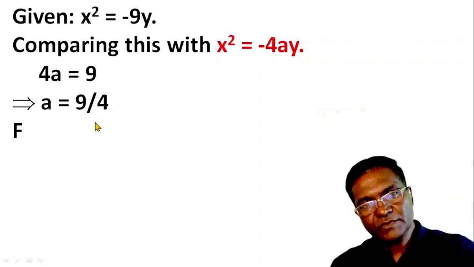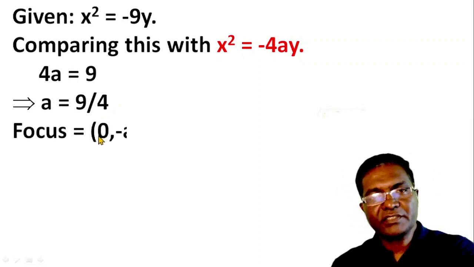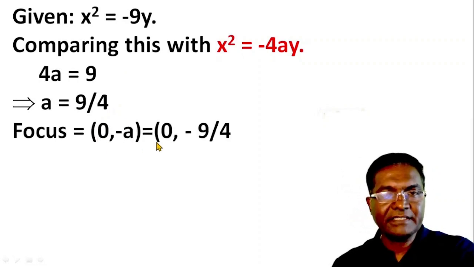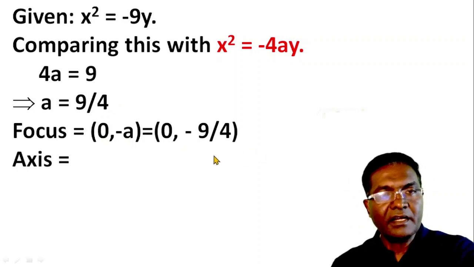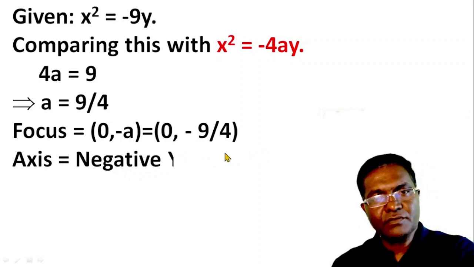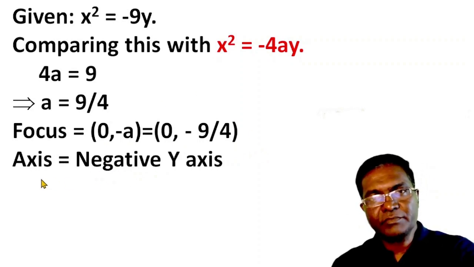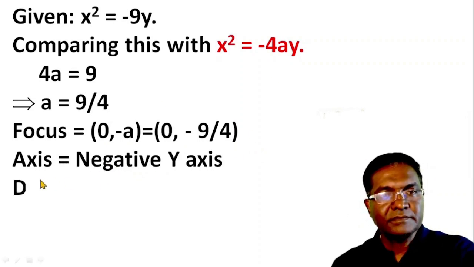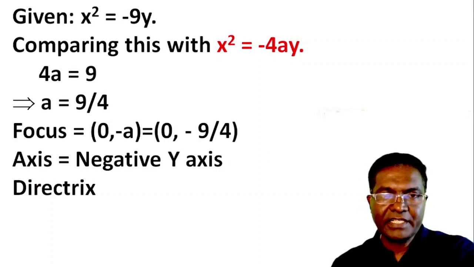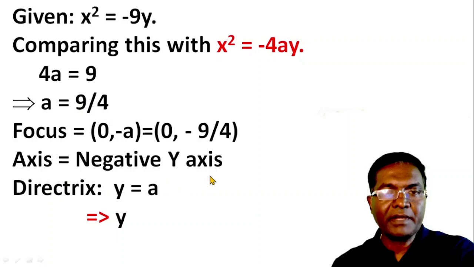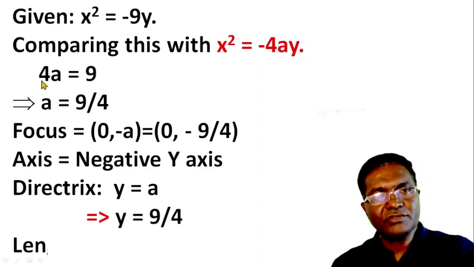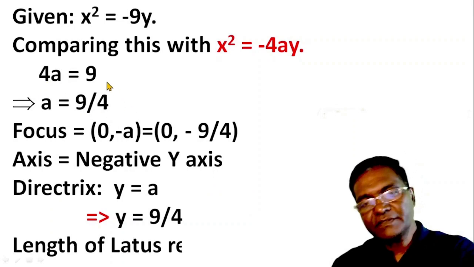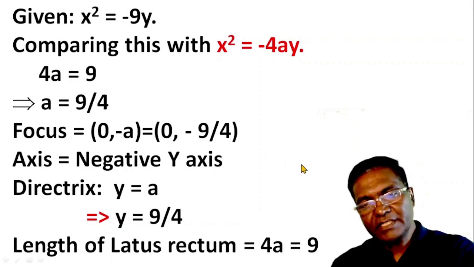So, coordinates of focus 0, minus a. So, 0, minus 9 by 4. And negative y-axis is the axis of the parabola. Directrix is y equal to a. So y equal to 9 by 4. And latus rectum as usual 4a, that's 4a is 9.